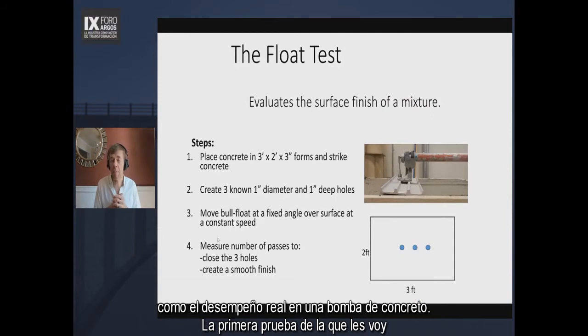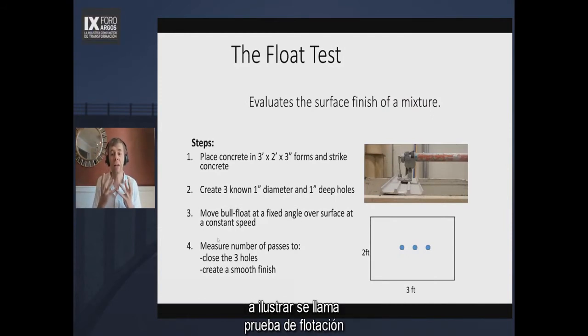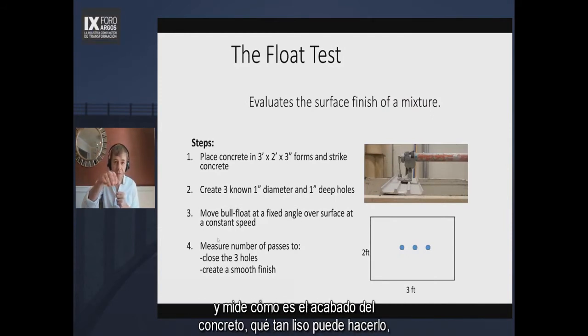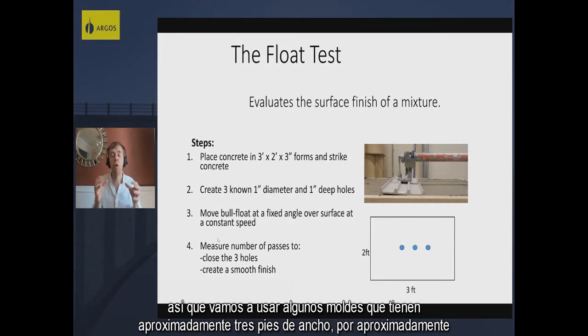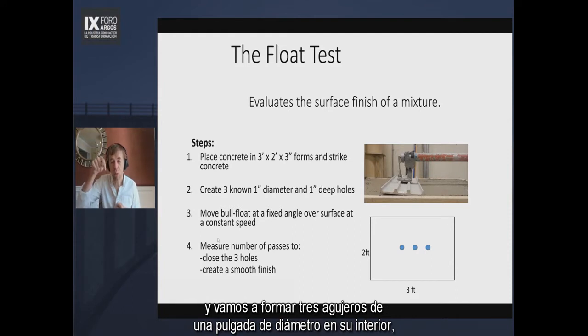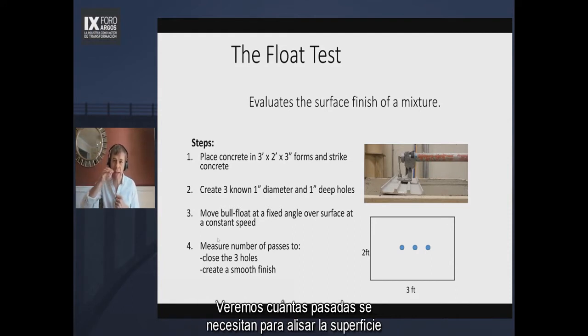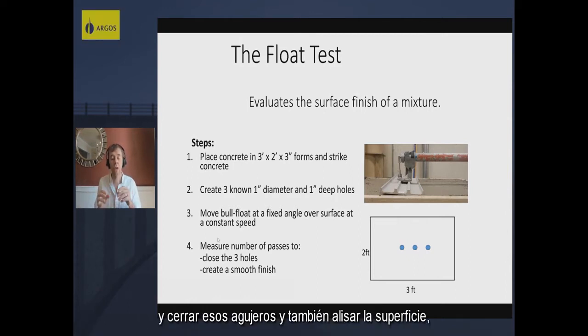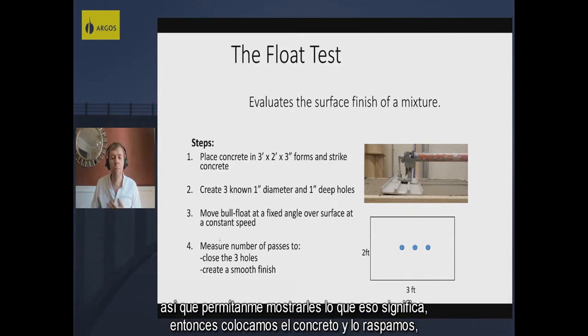So the first test I'm going to tell you about is called the float test. And it measures how you finish the concrete, how smooth you can make it. So we're going to use some forms that are about 3 foot wide by about 2 foot long and about 3 inches deep. And we're going to form 3 1-inch diameter holes inside of it. And we're going to see how many passes does it take to smooth the surface and to close those holes and also smooth the surface. So let me show you what that means.